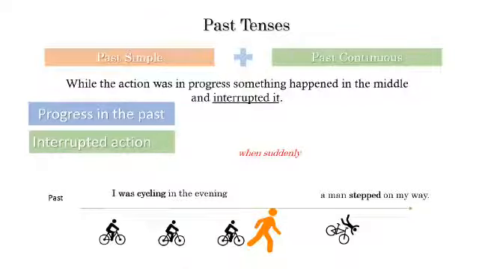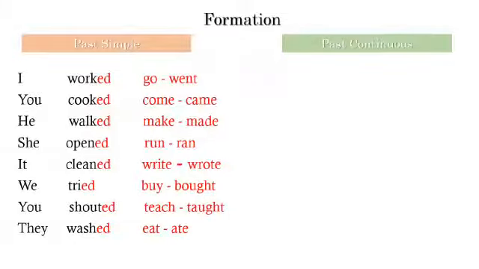Okay, let's continue our lesson. So here in this page, we are going to discuss the formation of past simple and past continuous. As you know, there are two types of verbs, regular and irregular verbs. So let's first talk about regular verbs. For example, in your past simple sentence, you have a regular verb. What do we do in this case?